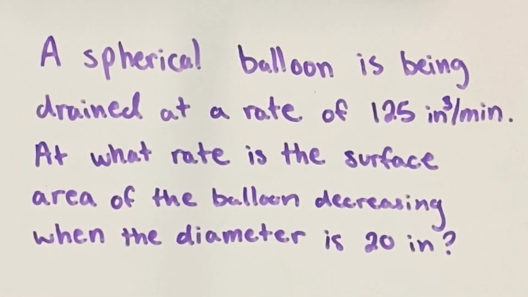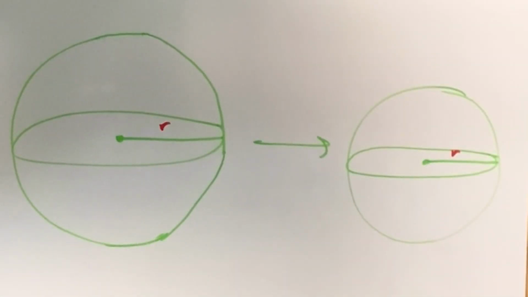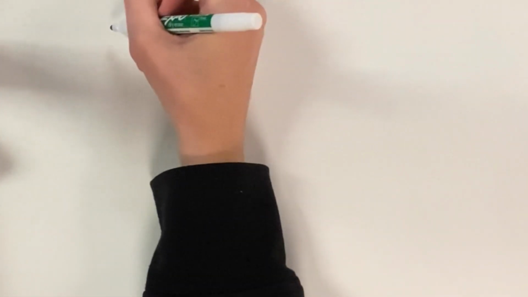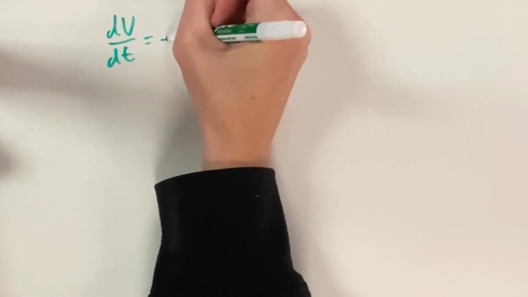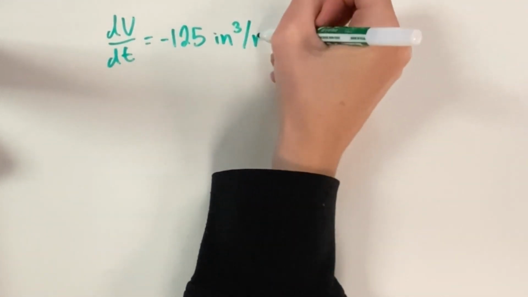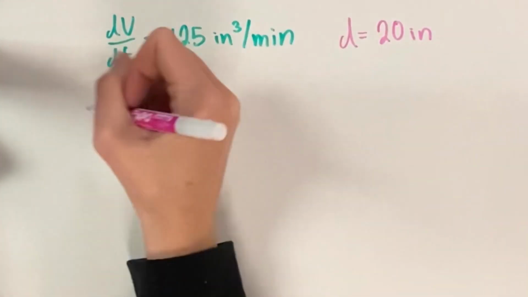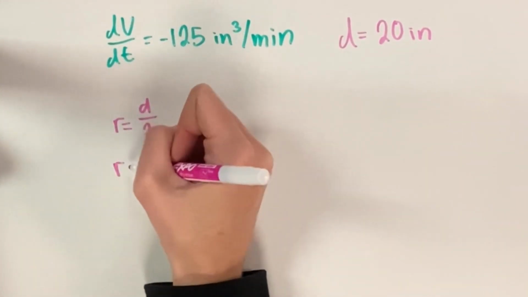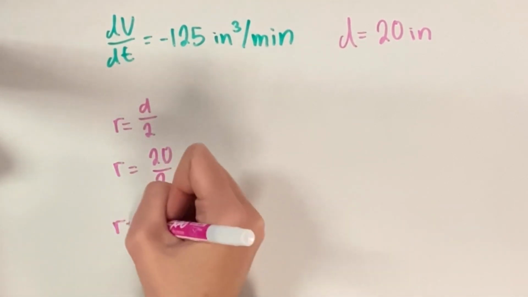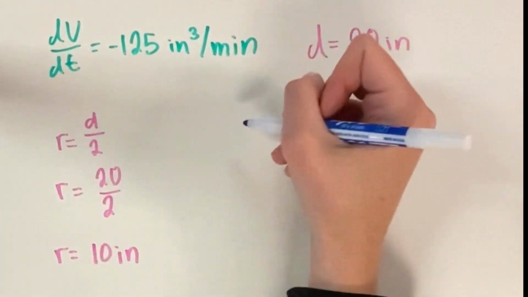A spherical balloon is being drained at a rate of 125 inches cubed per minute. At what rate is the surface area of the balloon decreasing when the diameter is 20 inches? We will first diagram the problem. Keep in mind to not assign any values that are not fixed to the diagram. Because the formulas for both volume and surface area are written in terms of radius, we will convert the diameter to radius. We are trying to find the rate at which the surface area is changing when the radius equals 10 and dV/dt equals negative 125 inches cubed per minute.